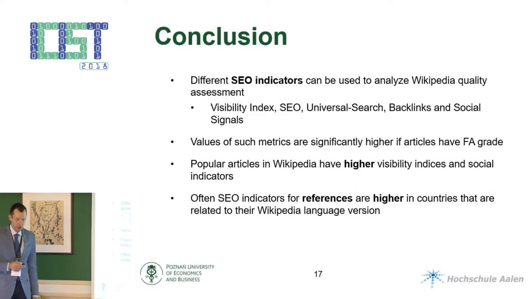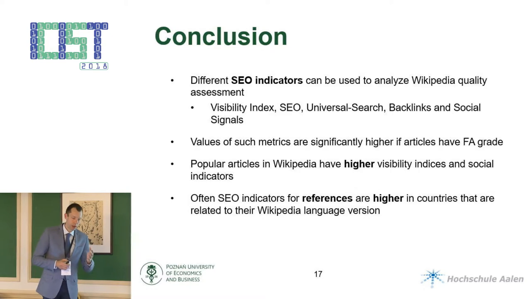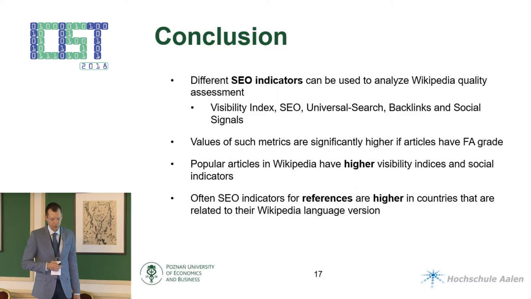We also see that values of these metrics are significantly higher in articles with the highest quality grade. Popularity also shows that these articles have higher values of these indicators, and also we have some connection between country and articles from the local language version.